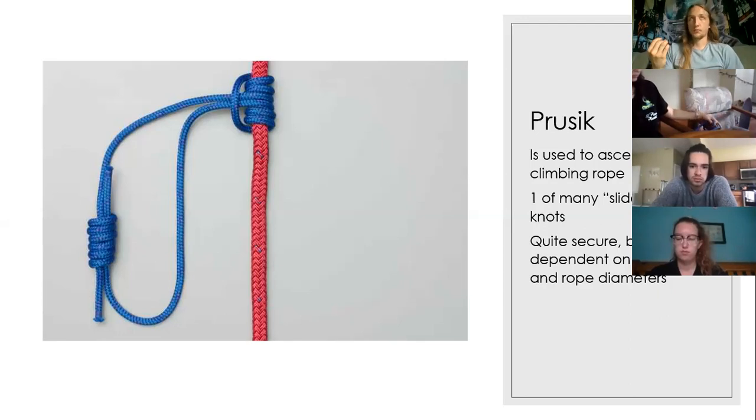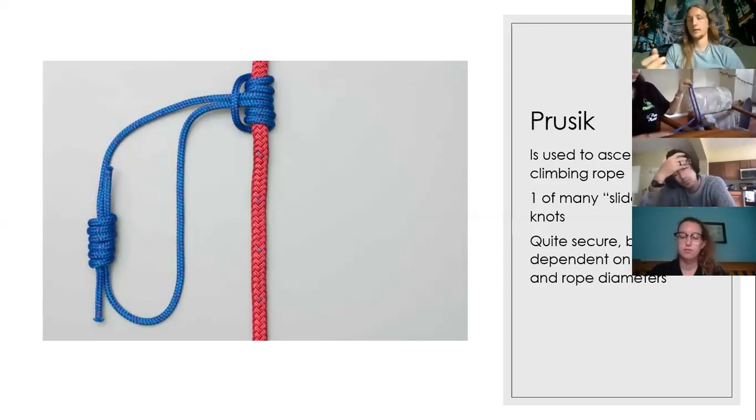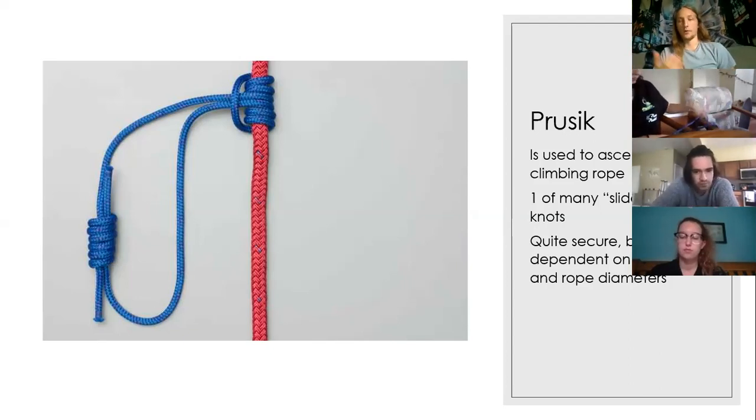The prusik is probably one of the most secure that you can make out of any of the rest of them, but as with any of the slide grip knots, it's pretty dependent on the material that you're using and the diameter of both the cord and the rope that you're wrapping it around. So you'll note in this picture that the blue rope is much thinner than the red rope. If you're going to tie a prusik, the thinner rope has to be what the prusik's made of, and then the thicker rope is what you're attaching the prusik to. If you try to do the reverse, it's just not going to work. It simply will not do.